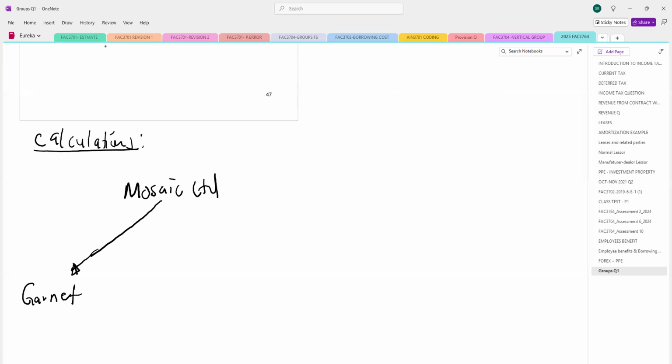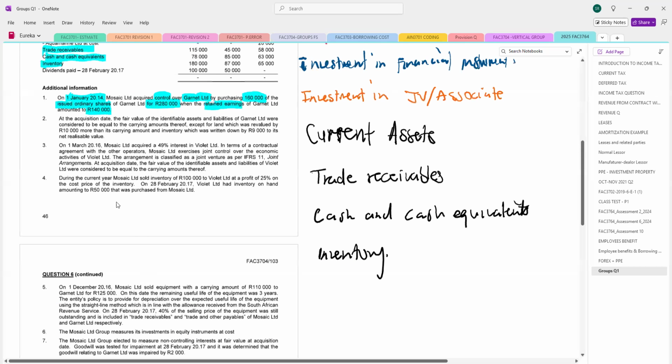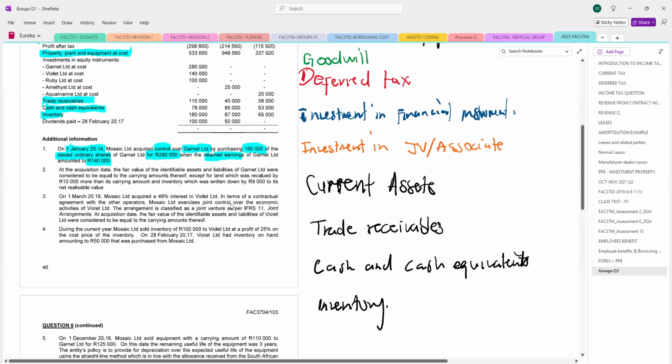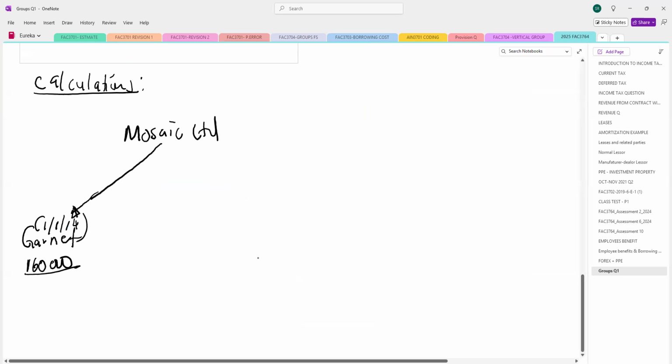Mosaic Limited purchased on the 1st of January 2014. Just to double check that. Yes, 1st January 2014, they purchased 160,000 issued shares in Garnet Limited. So they purchased 160,000 shares over what was the total shares that Garnet actually issued. Okay, so I'm going to go back and check the total issued shares of Garnet Limited.